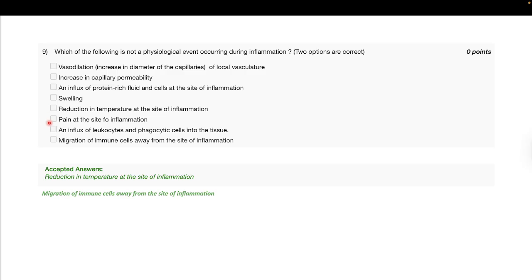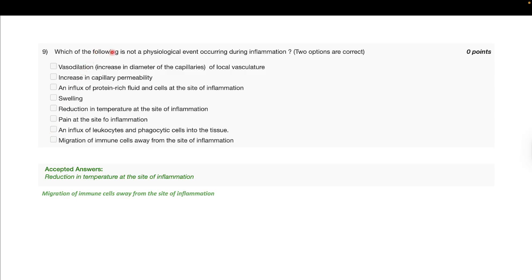There is pain at the site of inflammation because of all of these immune cell infiltration, and the area starts swelling, it starts pushing on the nerve cells a little, so that's why you experience pain. And then you have an influx of leukocytes and phagocytic cells into the tissue. Yes, migration of immune cells away from the site of inflammation is incorrect. Immune cells actually move towards the site of inflammation.